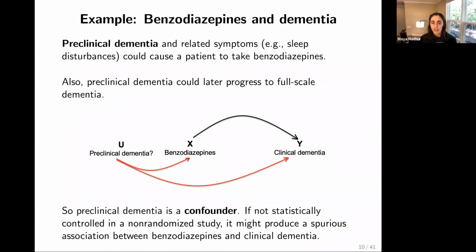And also, probably preclinical dementia could progress to later full-scale dementia. And so that means that preclinical dementia is also a variable that could affect the outcome. So given those two criteria, that means that preclinical dementia could be a confounder. And so if we're not able to measure and statistically control for it in a non-randomized study, we might get a spurious association between benzodiazepines and clinical dementia due to confounding by this variable.